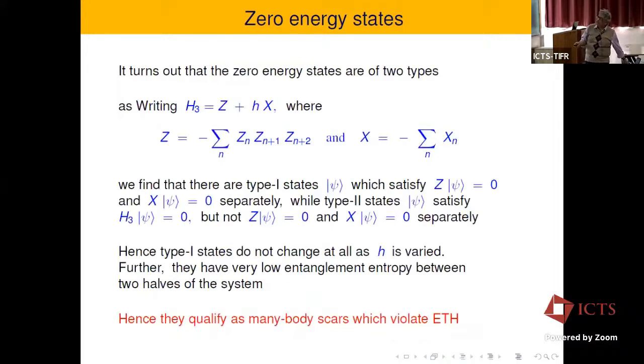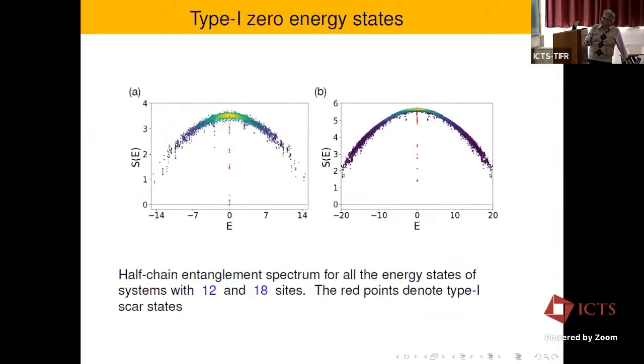The other thing is that these type 1 states we find have very low entanglement entropy between two halves of the system. So these really qualify as many-body scars, and if you started with a state close to one of these scar states, it would violate ETH. Okay, so first let me show you this entanglement entropy.